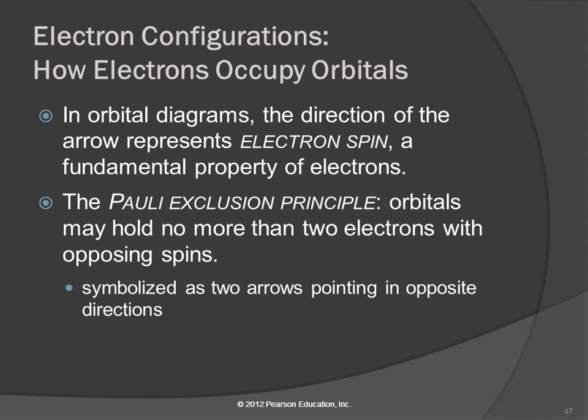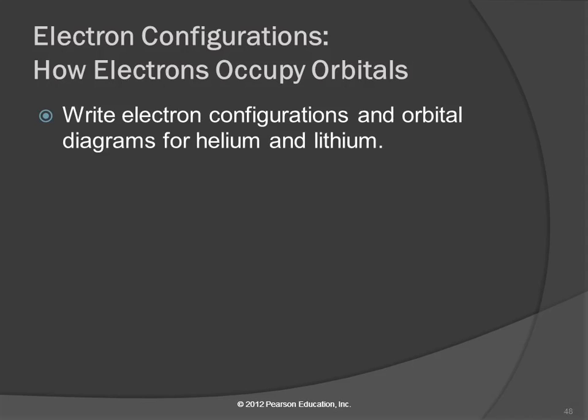And so the electrons are a little bit like that. Electrons with the same spin will not be in the same orbital together. So when there are two electrons in one orbital, they're going to have opposite spins, and we're going to show them with their arrows pointing in opposite directions. This is called the Pauli exclusion principle, named after a scientist. Orbitals may hold no more than two electrons with opposing spins. That's symbolized as two arrows pointing in opposite directions.